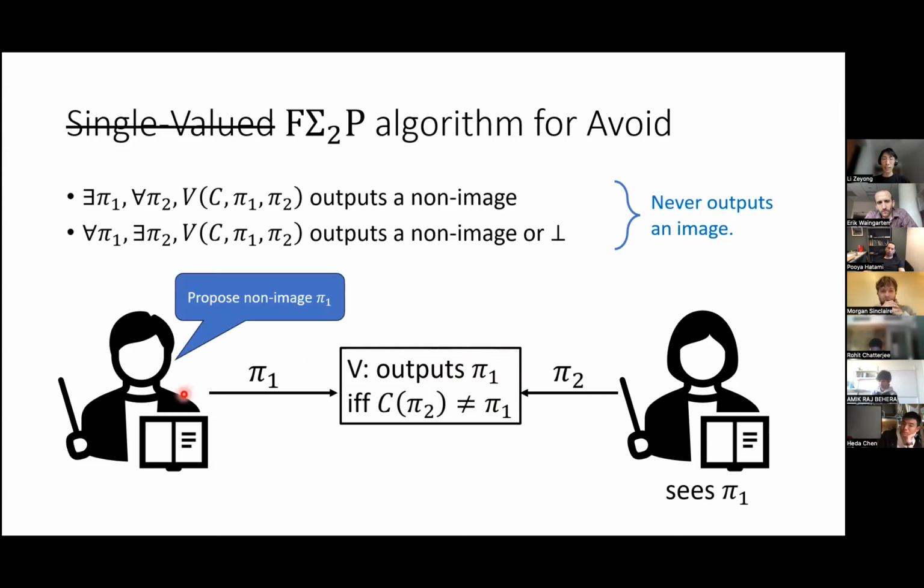So here, think of the first prover as proposing some non-image pi1. And the second prover would try to refute bad pi1s. Whatever pi1 that's given, if it is an image, he'll try to find a pre-image for that.